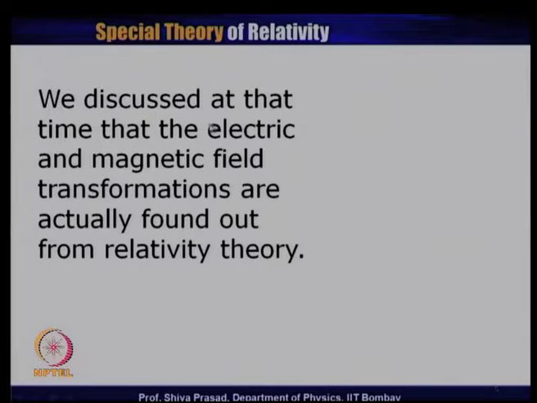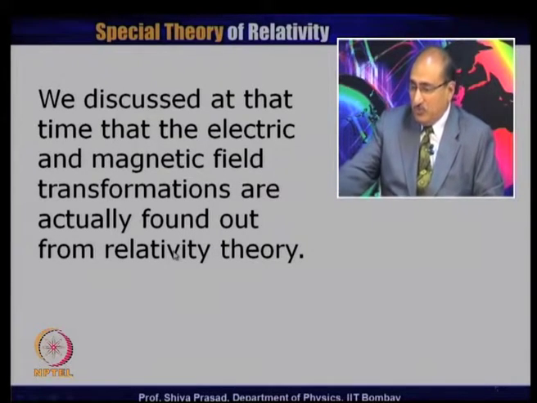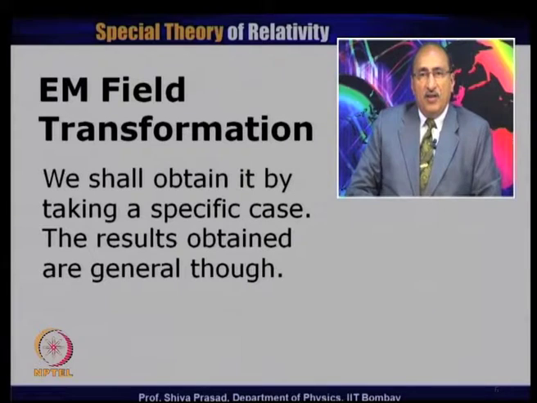So, this is what I have written. We discussed at that time that the electric and magnetic field transformations are actually found out from relativity theory. So, that is what we are going to do today. So, this is what I say, electromagnetic field transformation. EM essentially represents electric field as well as magnetic field.